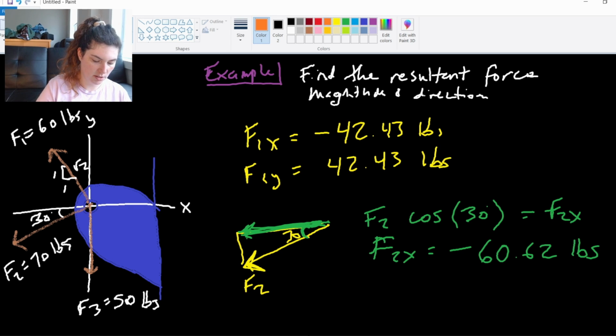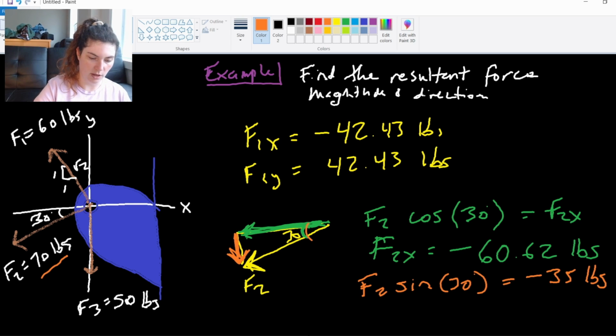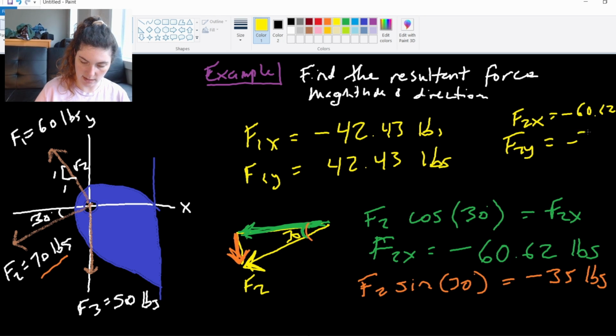f2y is going to be the downward y component. So again, remember that it's negative. Now you're going to do sine because this is opposite. f2 sine 30, this is the one that's a half. Half of the 70 pounds is 35. Negative 35 pounds. I will add these to my top up here just to keep track of them. f2x is negative 60.62 pounds. f2y is negative 35 pounds.